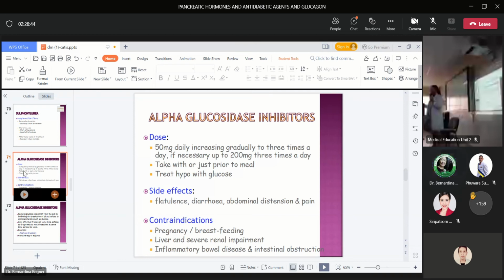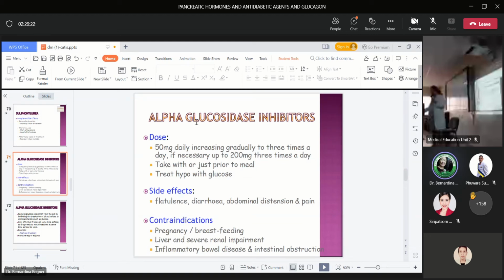It will increase elimination of glucose in the gastrointestinal tract or decrease reabsorption of glucose. That's why it's termed as alpha glucosidase inhibitor. Okay? Then side effects: flatulence, diarrhea, abdominal distension, and pain. Contraindications: pregnancy, breastfeeding, liver and severe renal impairment, inflammatory bowel disease, and intestinal obstruction.